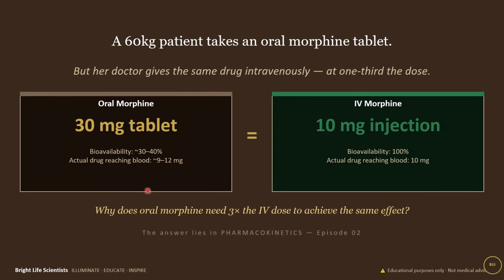Well, oral morphine has a bioavailability of only 30 to 40%. So out of that 30 milligram tablet, only about 9 to 12 milligrams actually reaches the bloodstream. The IV route, 100%. You understand? Like you remember we say that the IV route gives a bioavailability of 100%.